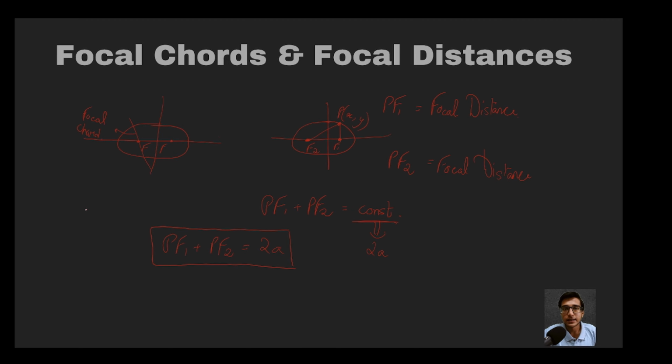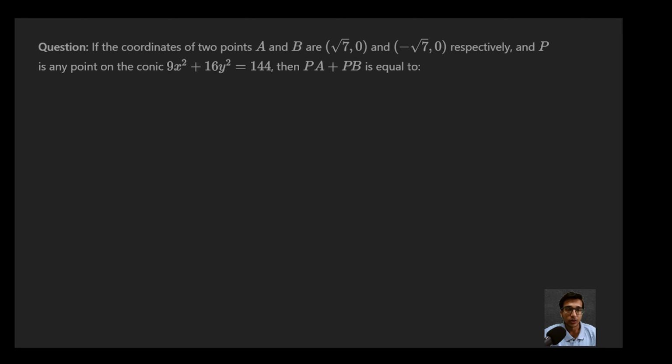So if ever in any question you are given a point and the focuses are given to you, then from that point to the focuses you can add their distances and equate it to 2a so as to get the equation of an ellipse. Let's take an example.